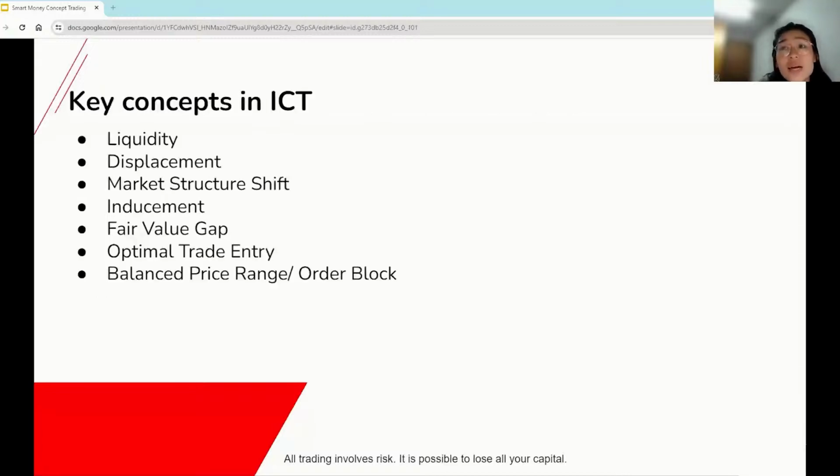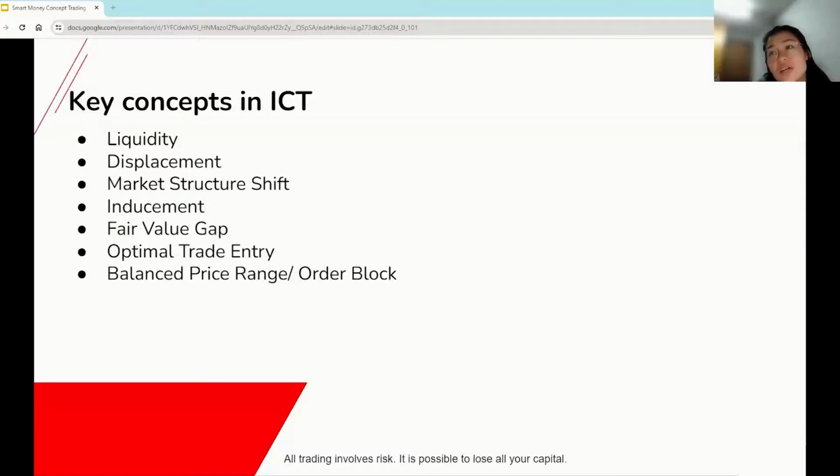Similarly with ICT, the key concepts that they use are pretty similar as well. You can see we have liquidity, displacement, market structure shift, inducement, fair value gap, again, optimal trade entry, and order block. So you can see there's a lot of similarities between SMC and ICT. Let's firstly go through the key concepts in ICT, because I find that it is a little bit more structured compared to SMC, which kind of just focuses on following the big players in the market.